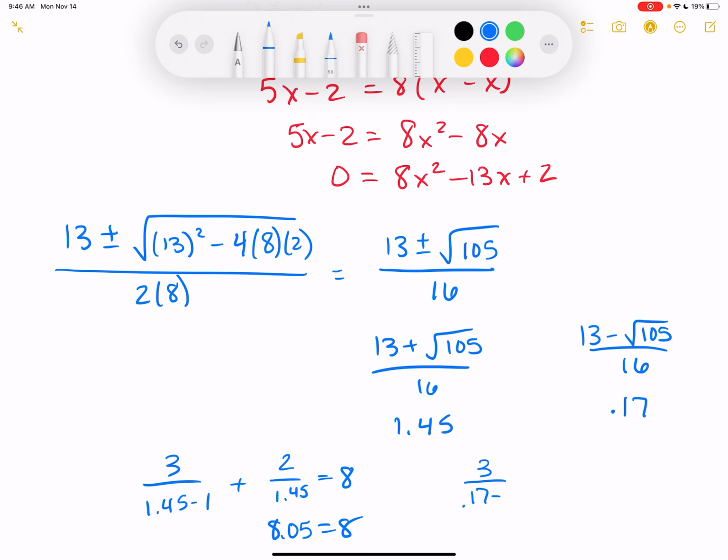How'd you plug the 13 plus into the calculator? I did it separately. I did 13 plus the square root of 105, and then I pressed enter, and then I divided it by 16. I didn't put it in like a fraction.